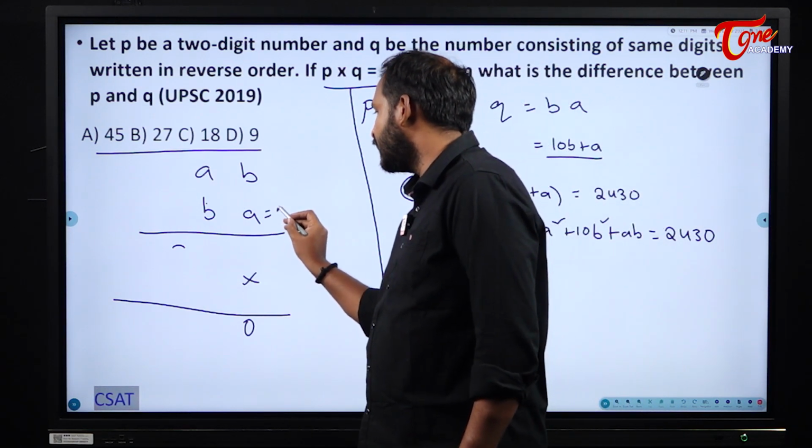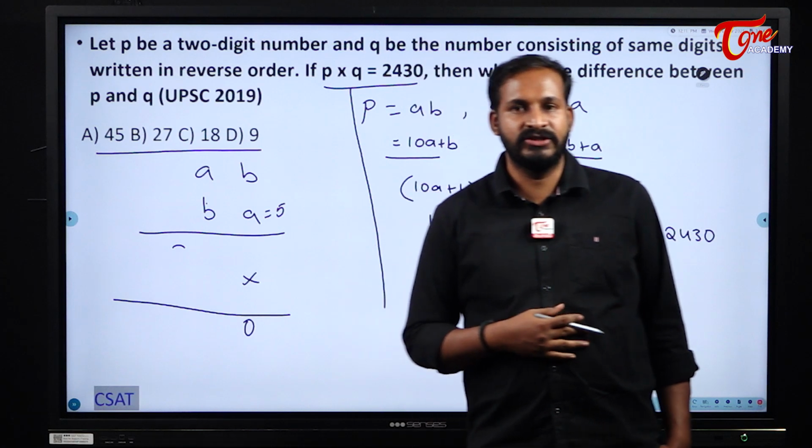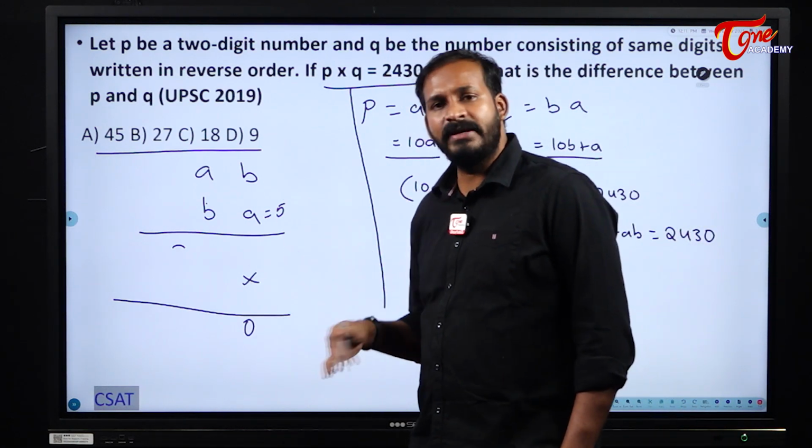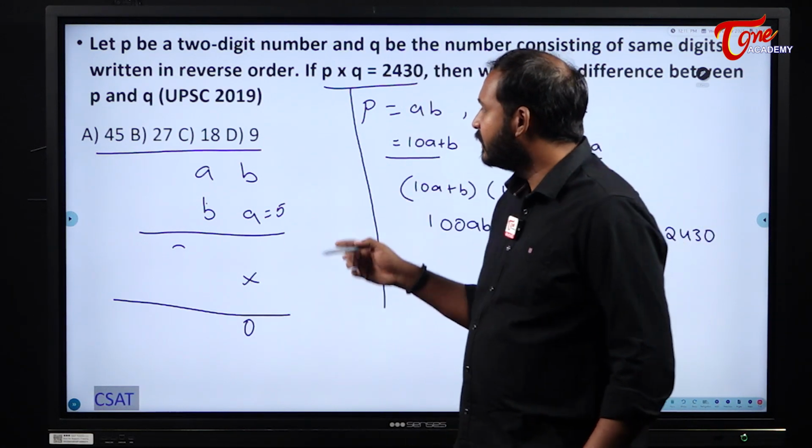So I will assume A as 5. For time being, I will assume A as 5. Now B can be any value, like it can be 2.